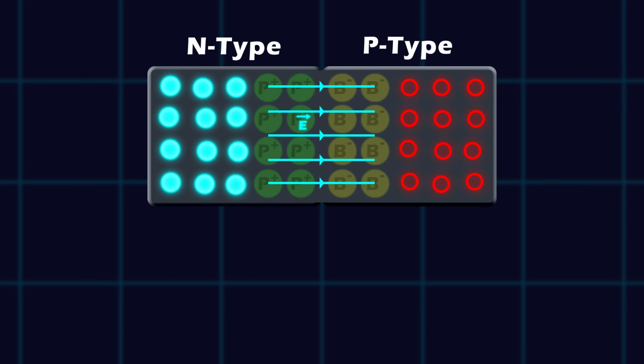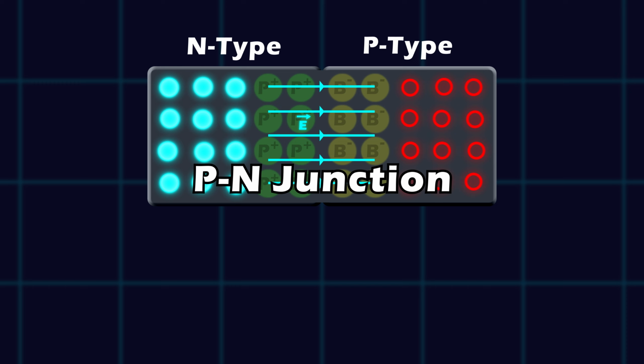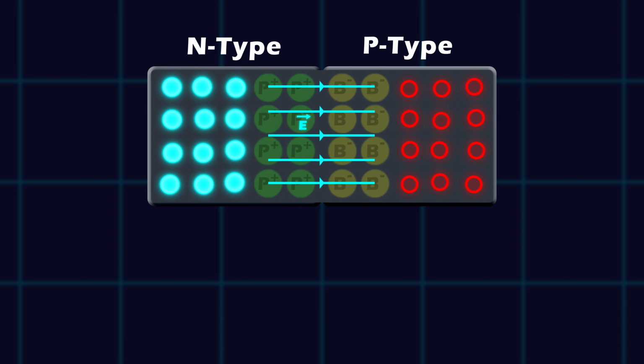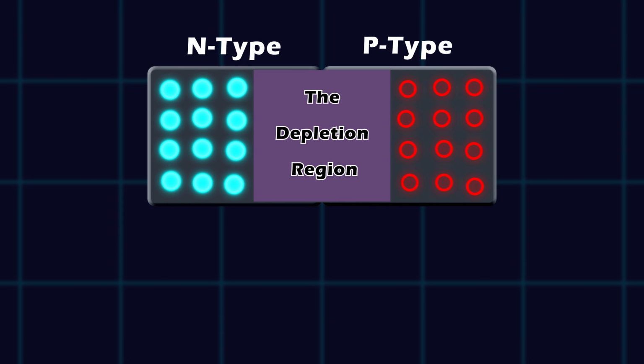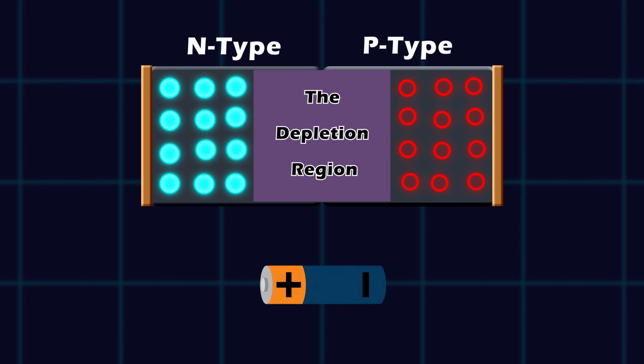We have just built the P-N Junction. It is the foundation of every electronic device on Earth. So we built a wall. But how do we control it? We apply an external voltage from a battery to manipulate the depletion region.